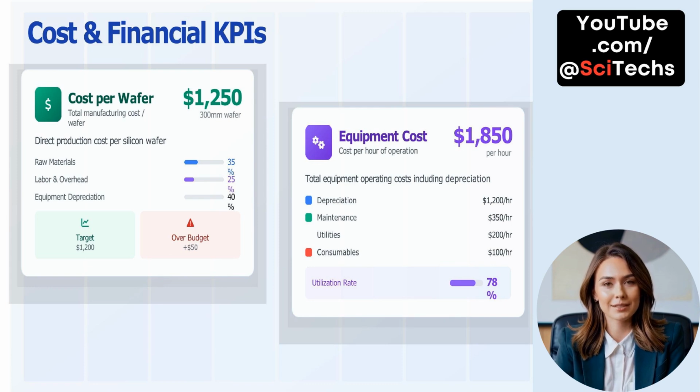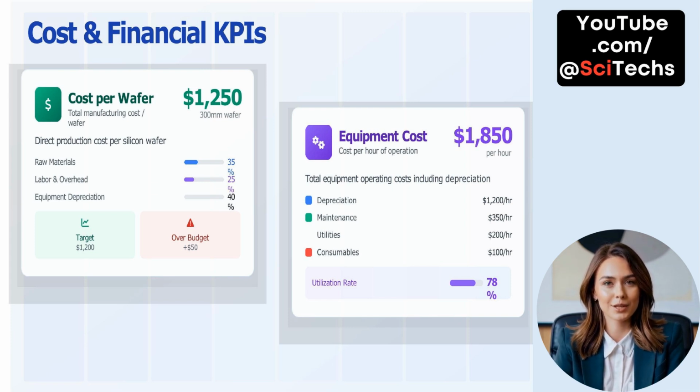Cost and financial KPIs are essential for managing manufacturing efficiency and profitability. The cost per wafer metric represents the total manufacturing cost for each 300mm silicon wafer. Currently, the cost is $1,250, which exceeds the target of $1,200 by $50. This overage is significant in high-volume production. Cost breakdown shows 35% from raw materials, 25% from labor and overhead, and 40% from equipment depreciation. Managing these components effectively is critical to staying on budget and remaining competitive.